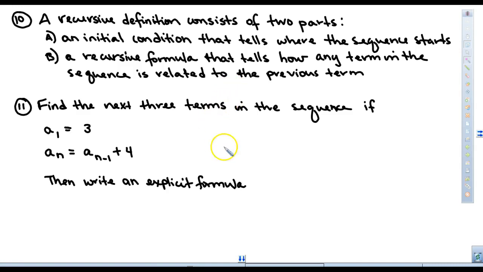to the previous term. So this is a recursive formula in which this is my initial condition that tells me where I'm going to start, and then this is the formula that relates the next term to its previous term. So a sub n would be our next term, whereas a sub n minus 1, the n minus 1 means the term before that. So that's your previous term.